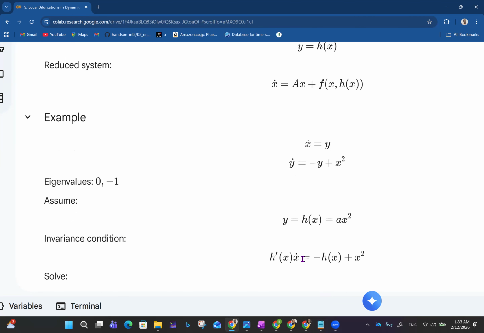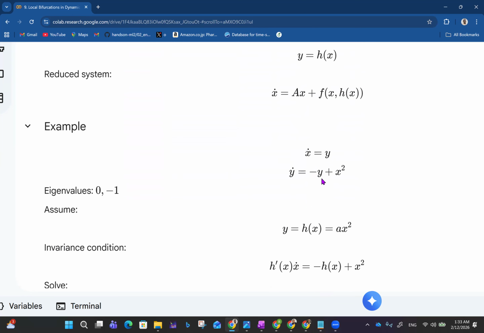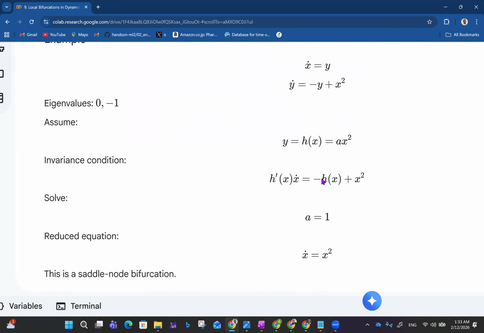So we can then look at this example right here. You have x dot equals y and y dot equals minus y. Of course, the eigenvalues are 0 and minus 1 for this whole system, because x here is 0 and y here is minus 1 if you look at the linear side of things. Then we can assume that y is equal to h of x, which is like, say, a x squared. So we are now taking this term into consideration.